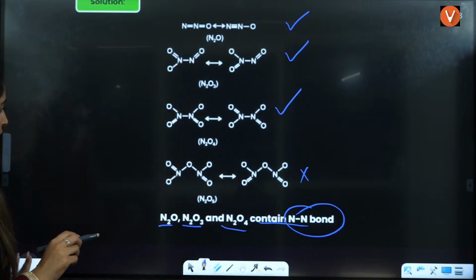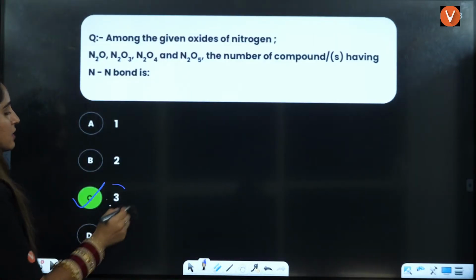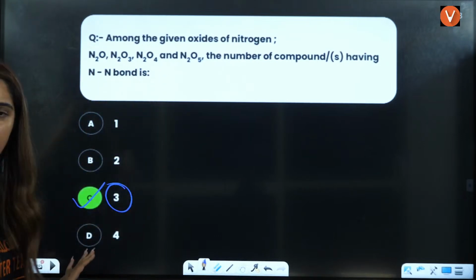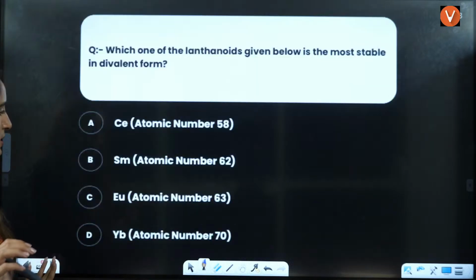Right. So the answer is 3 of them: N2O, N2O3, N2O4 have the N-N bonds, right?